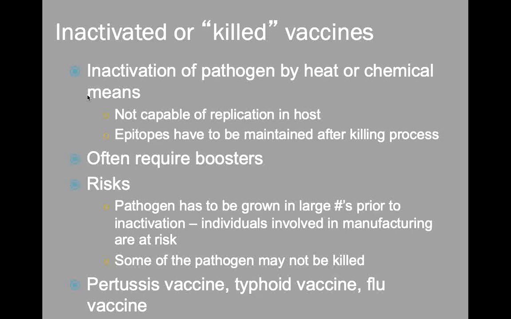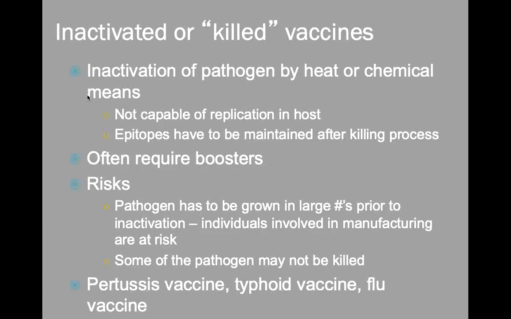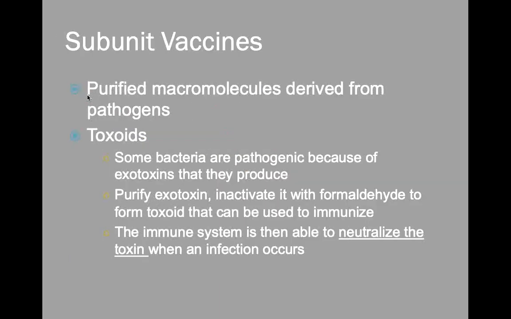These kinds of vaccines require booster doses. There are risks associated, in that the pathogen has to be grown in large numbers prior to inactivation. So individuals who are working in that environment, working on inactivation of the vaccines, are prone to risk and could develop diseases. Some of the pathogen may not get killed, and this can cause serious problems. Pertussis vaccines and flu vaccines are mostly of this type. I'll not go into DNA vaccines right now. I'll go to subunit vaccines.